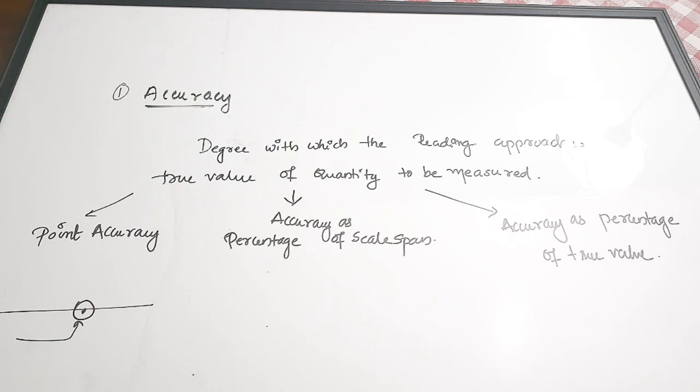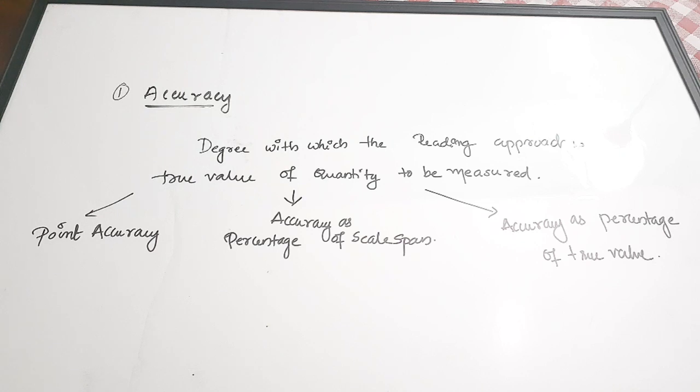Then the second one is accuracy as a percentage of scale span. Consider that the instrument has a uniform scale. Its accuracy can be expressed in terms of the scale range, how accurate it is according to the scale width. So that is called accuracy as a percentage of scale span.